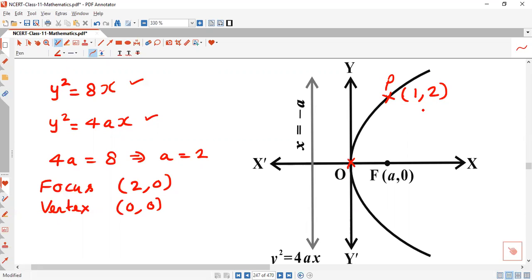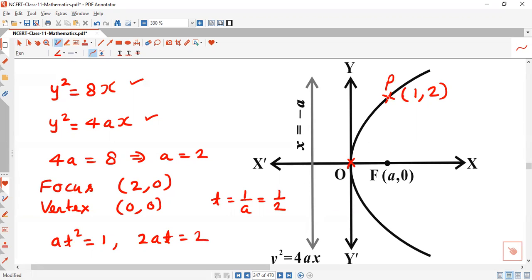In terms of at square and 2at, how can you write down these terms? The coordinate of P equals (1, 2). It means at square equals 1 and 2at equals 2. So the value of a equals 2 here. So what is the value of t? If we put the value of a here, t comes out as 1 upon a, that is 1 upon 2.